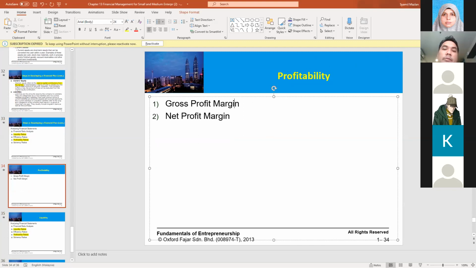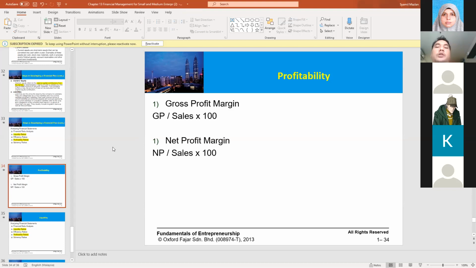Remember that I told you, where you want to find the gross profit margin, the formula is GP, gross profit, divided by sales, then multiplied by 100. Same goes to the net profit margin: net profit divided by sales multiplied by 100. So this is what we call profitability.